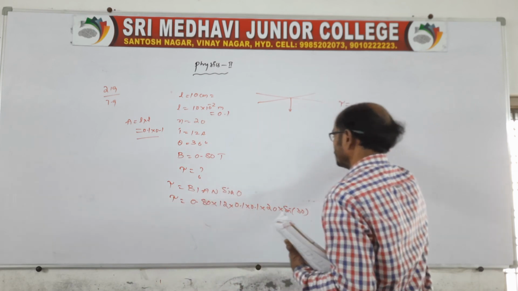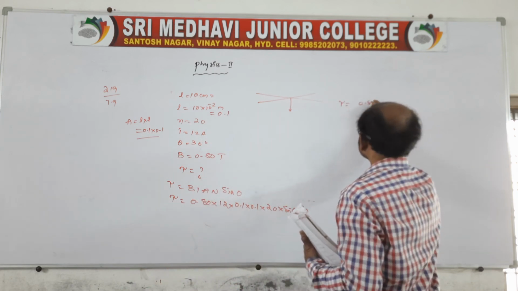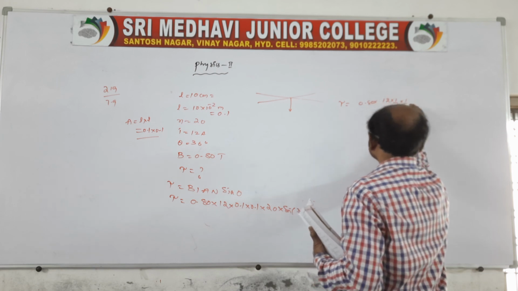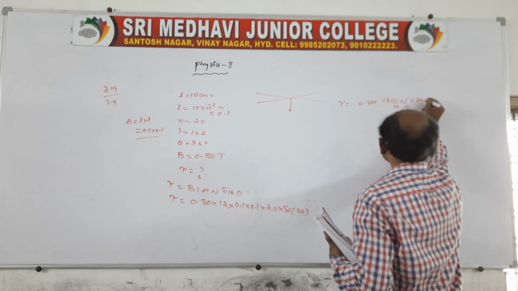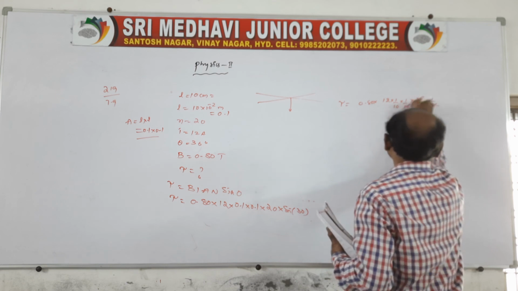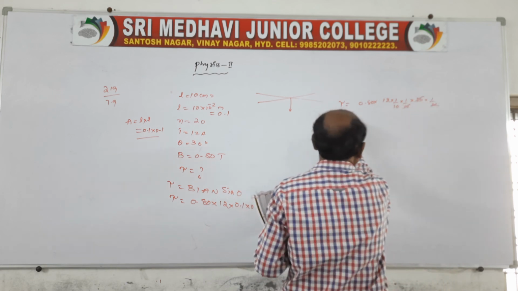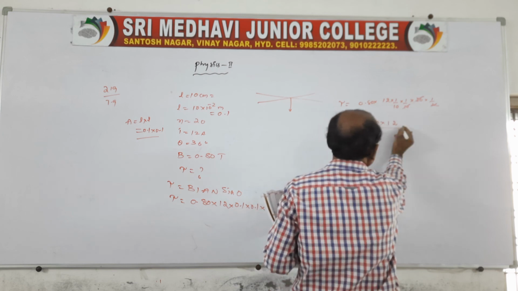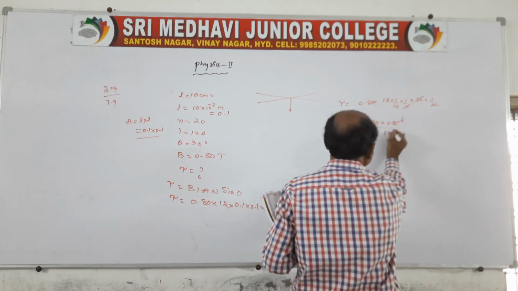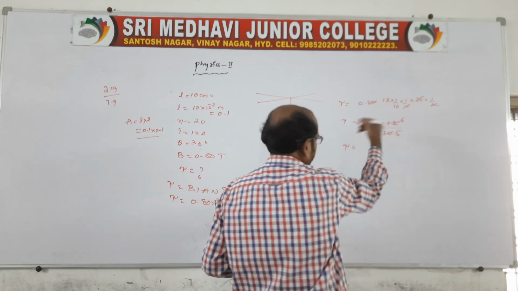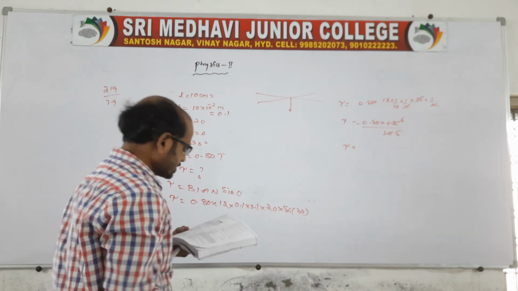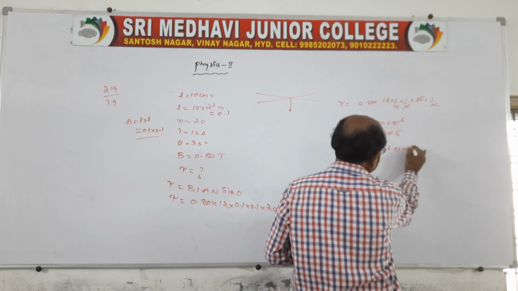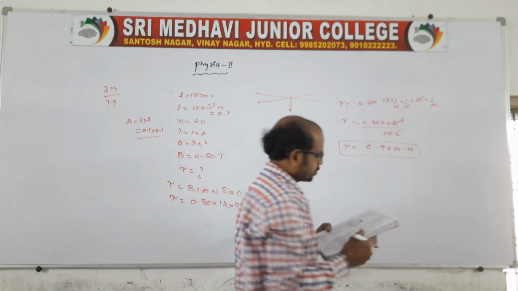Therefore, torque is equal to 0.80 into 12 into 1 by 10 into 1 by 10 into 20 into sine 30, and sine 30 is 1 by 2. So the 20 cancels. Better you write torque is equal to 0.80 into 12 by 10. Now multiply this and divide by 6, and we get approximately 0.96 Newton meter. This is the torque related problem.